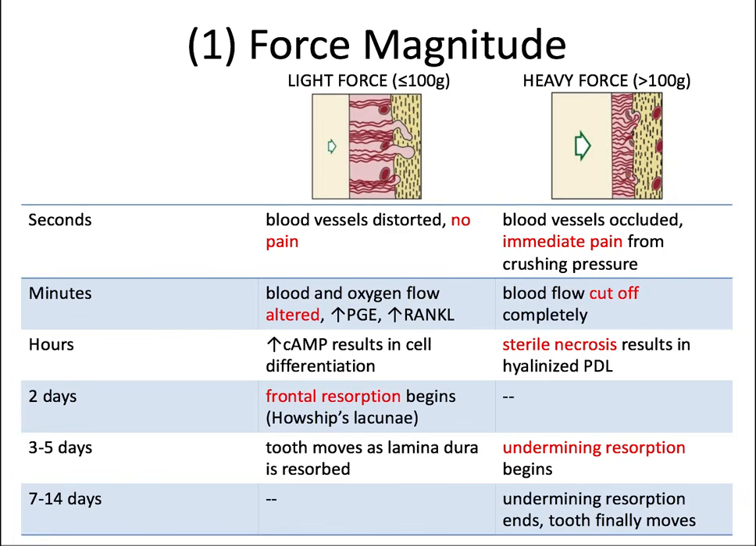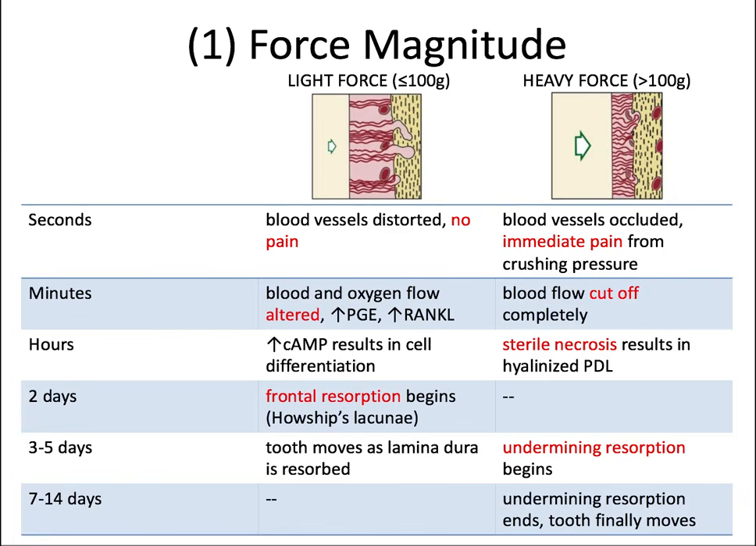So within seconds of that force being applied, the periodontal ligament's blood vessels are distorted. On the compression side, they will be partially compressed, and they'll be partially dilated on the tension side. The patient does not experience any immediate pain associated with that light force. Within minutes, with those blood vessels having been distorted, the blood flow is altered and oxygen and carbon dioxide levels will change.